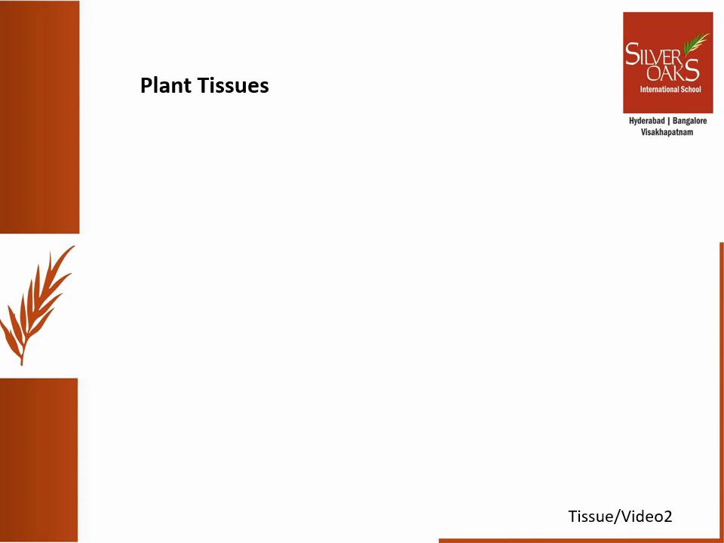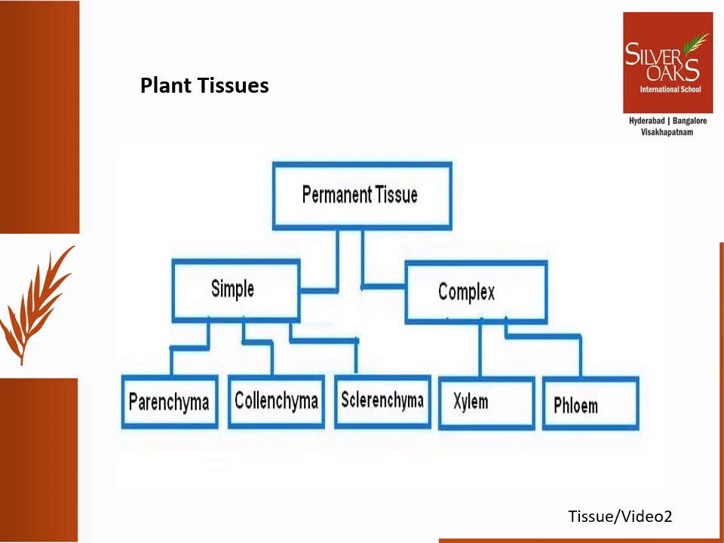plant tissues. The permanent tissues in plants can be broadly categorized into two categories, simple permanent tissues and complex permanent tissues. The simple permanent tissues can further be categorized into parenchyma, collenchyma and sclerenchyma, while the complex permanent tissues can be divided into xylem and phloem. Now, as the name suggests, you can guess that simple permanent tissues will only be made up of a single type of cell. So let's learn about the first type of simple permanent tissue, which is the parenchyma tissue.